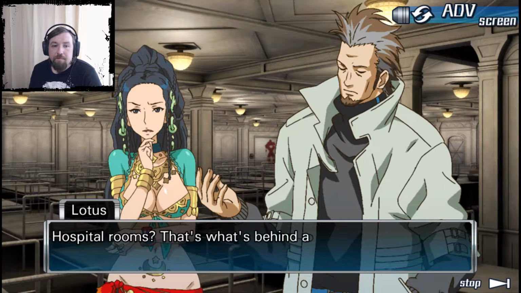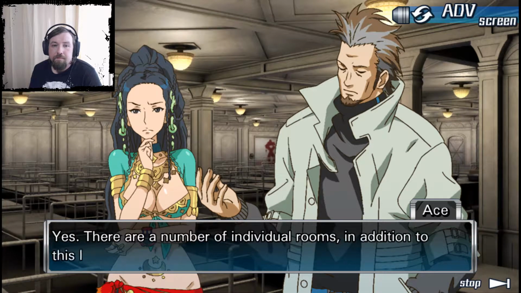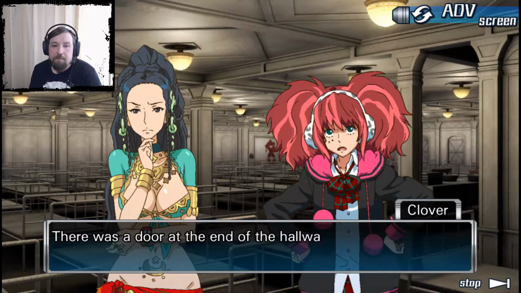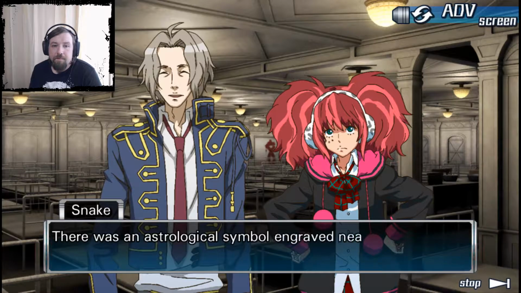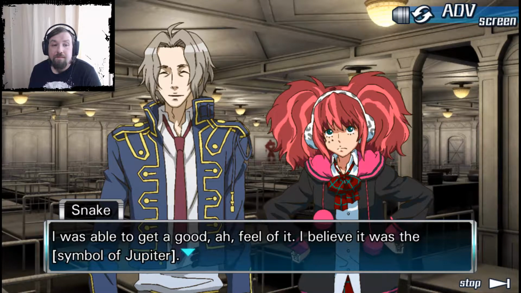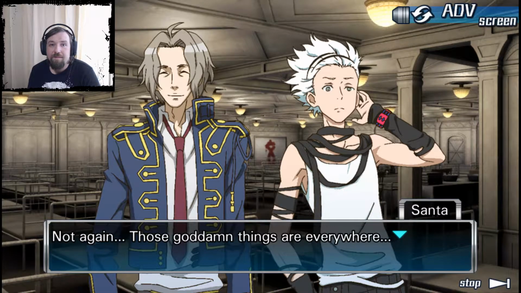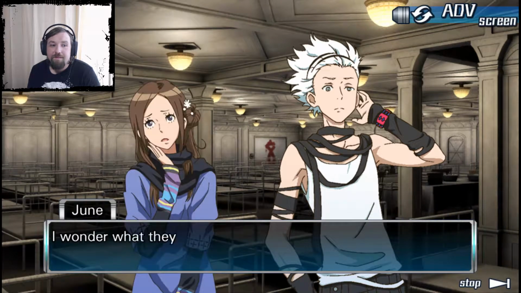Hospital rooms. That's what's behind all those doors? Yes. There are a number of individual rooms in addition to this large one. There was a door at the end of the hallway, but it was locked. There was an astrological symbol engraved near the keyhole, however. I was able to get a good feel of it. I believe it was the symbol of Jupiter. We don't have that one. Not again. Those goddamn things are everywhere. I wonder what they all mean.